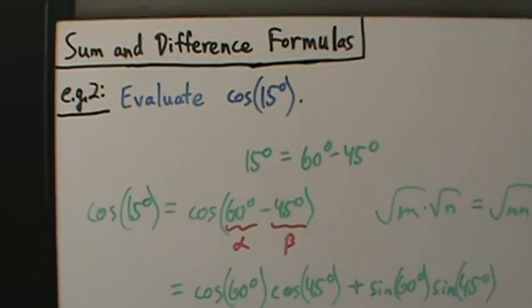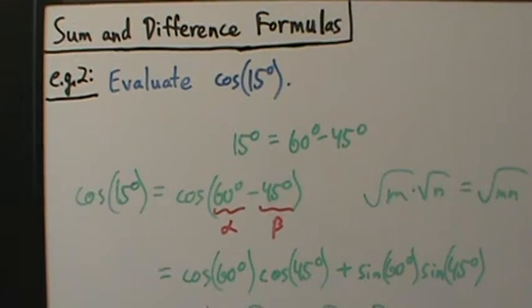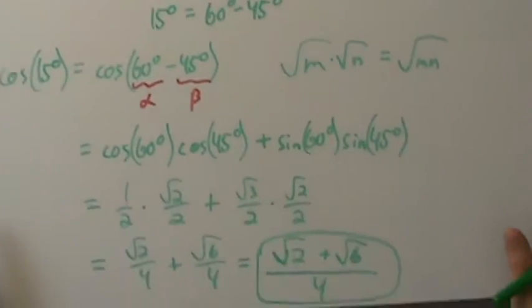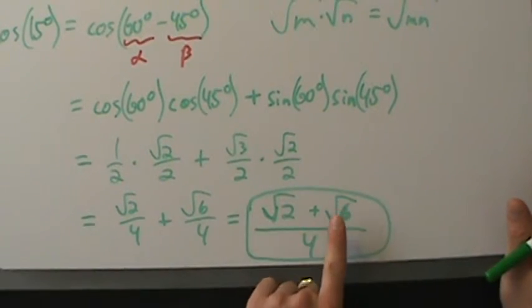So that's a second example of using sum and difference formulas to evaluate a trig expression. And again, here's our answer. Root 2 plus root 6, all divided by 4.